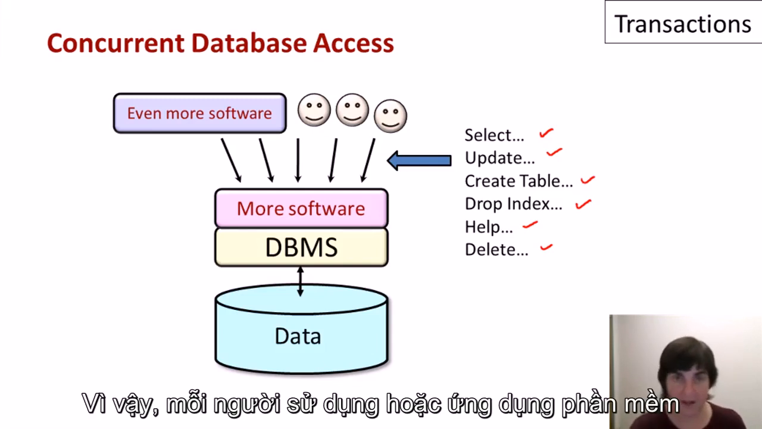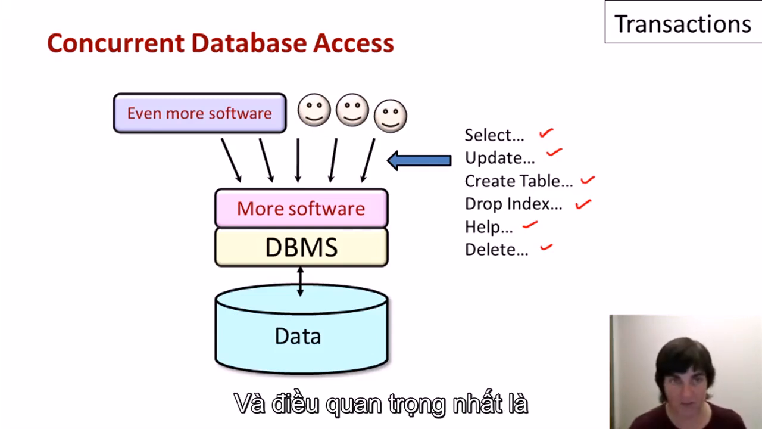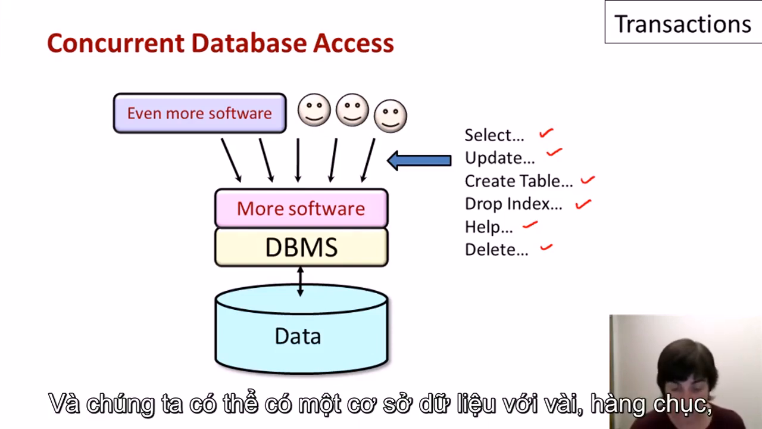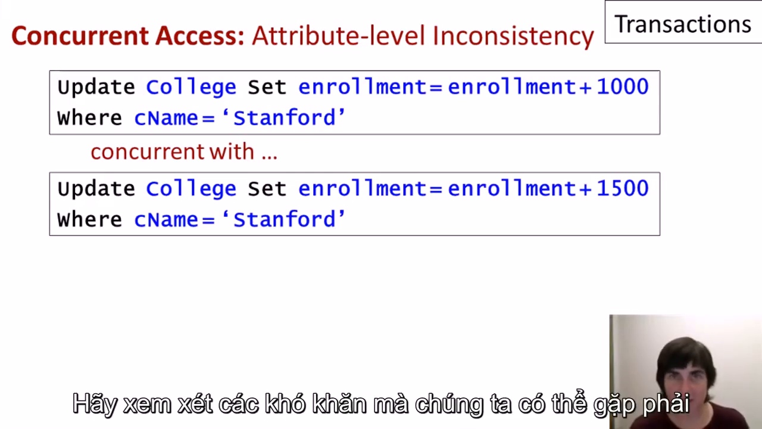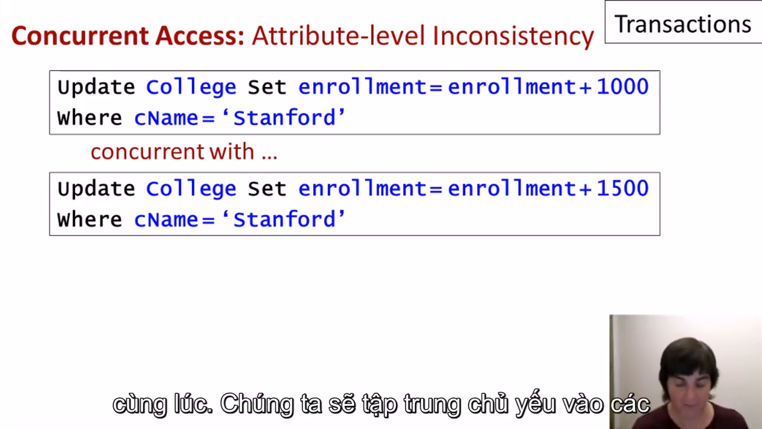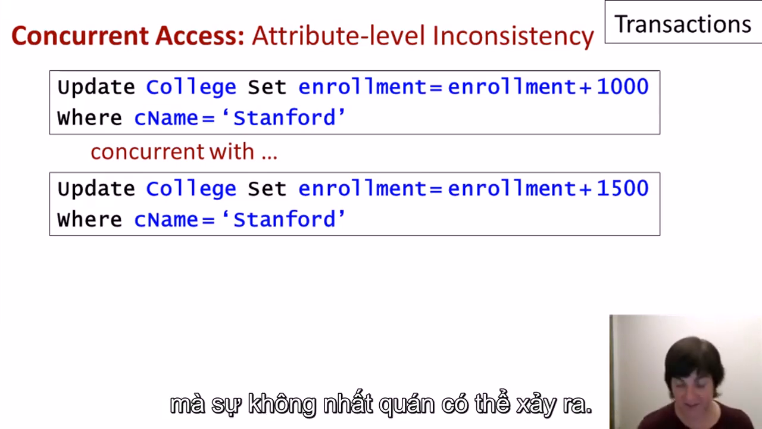So each of the clients or the software applications will be issuing these types of commands to the database, and most importantly, they will be issuing them concurrently. And we might have a database with one user, 10, hundreds, or even thousands of users at the same time. Let's look at the kind of difficulties we can get into when multiple clients are interacting with a database at the same time. We'll be focusing mostly on SQL statements, modifications, and some queries that are being issued by clients, and we'll look at some different levels where inconsistency can occur.